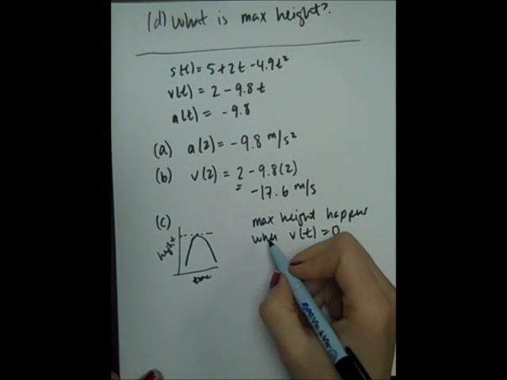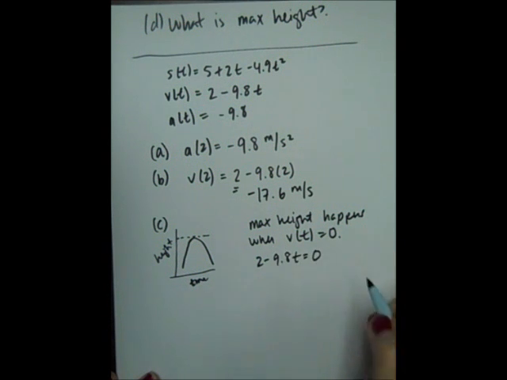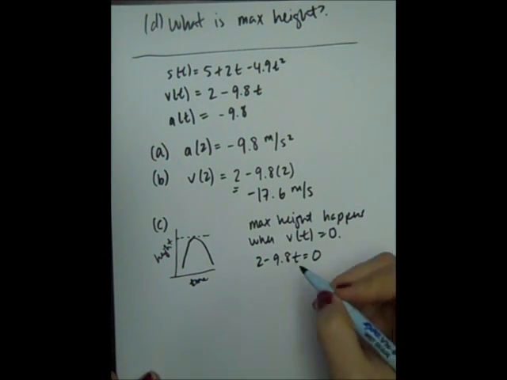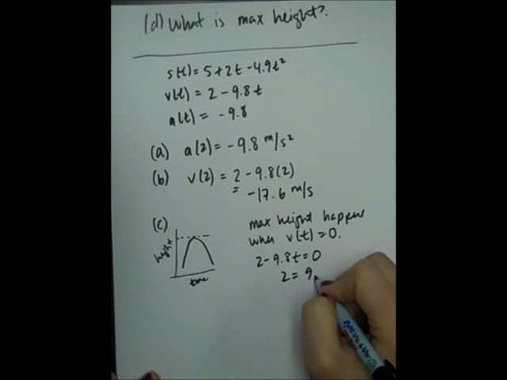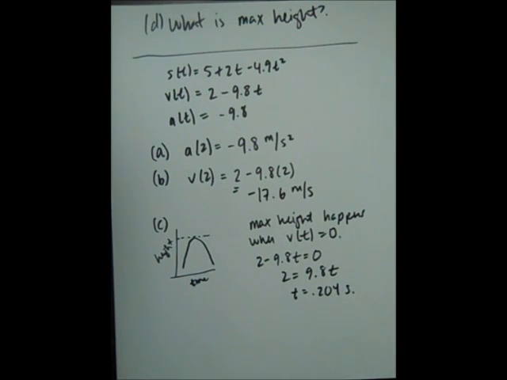So we're going to solve this equation. So the velocity was 2 minus 9.8t. Let's set that equal to 0. 2 equals 9.8t. Divide both sides by 9.8. T is going to be 0.204 seconds. So after 0.204 seconds, the ball reaches its maximum height.